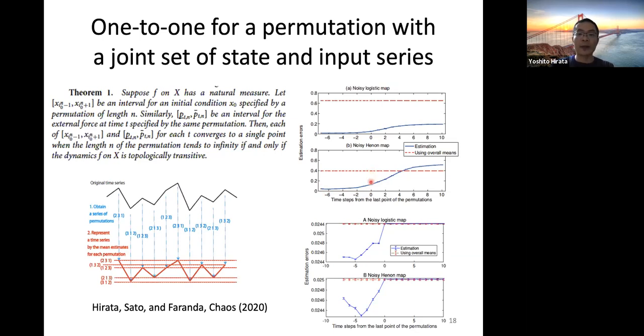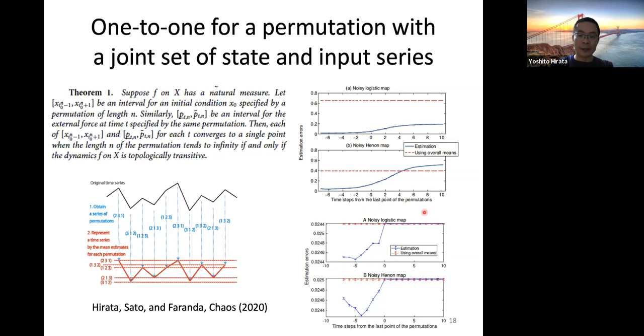And if the time becomes positive, it becomes a time series forecast as well. For the noisy logistic map and the noisy Henon map, we can also estimate the state better than just using the simple mean, which means it becomes better for time series forecast as well. Because of this one-to-one correspondence, we can also specify the input series, that means the stochastic input. This is shown in the lower panels.